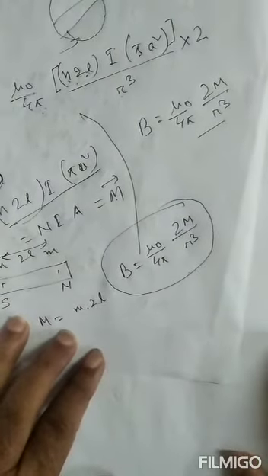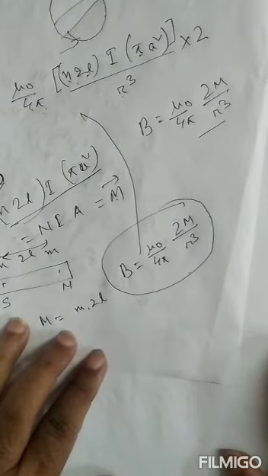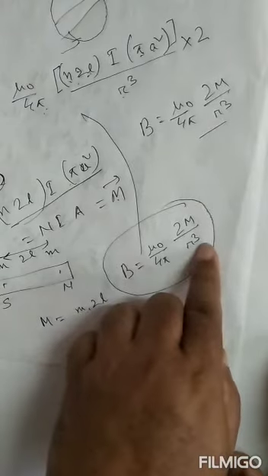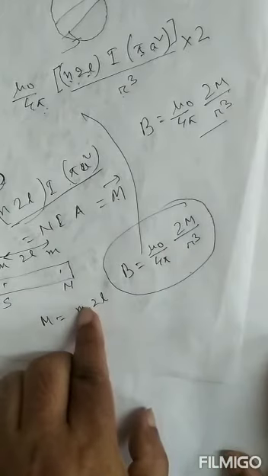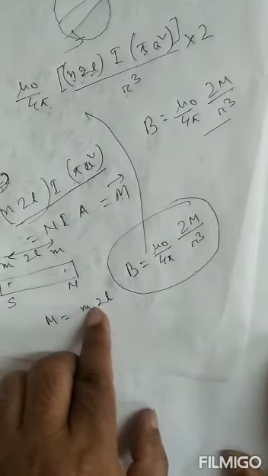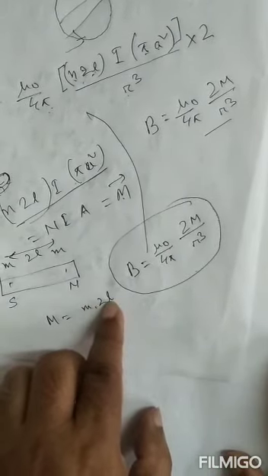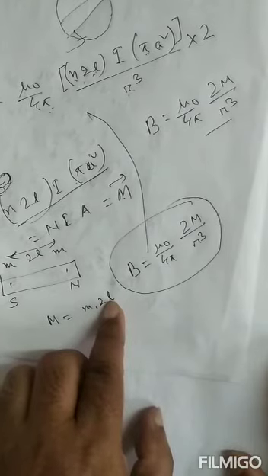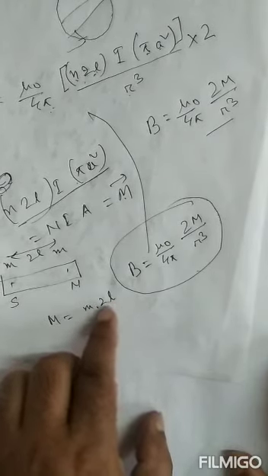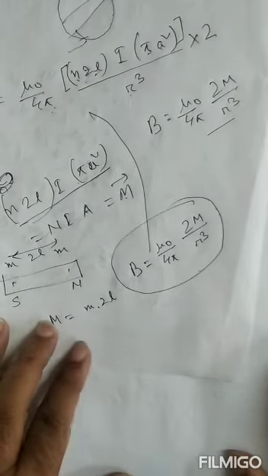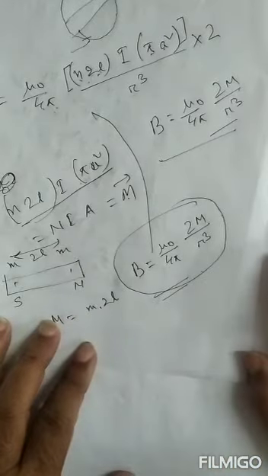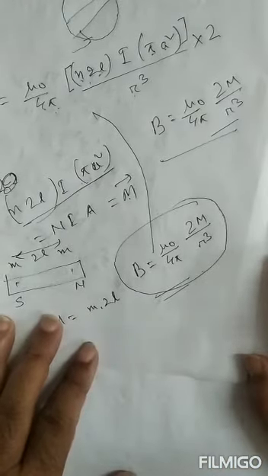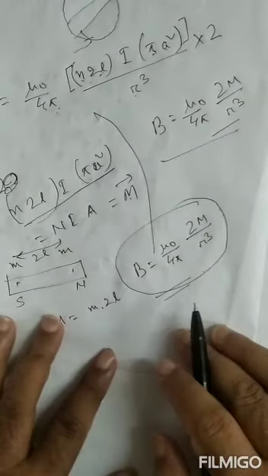This is the value of magnetic field induction at an axial point for a bar magnet, where the point is at a distance r. What is capital M? A small m into twice L. Small m means pole strength, twice L means total length of the bar magnet. Now this expression and this expression are exactly the same.